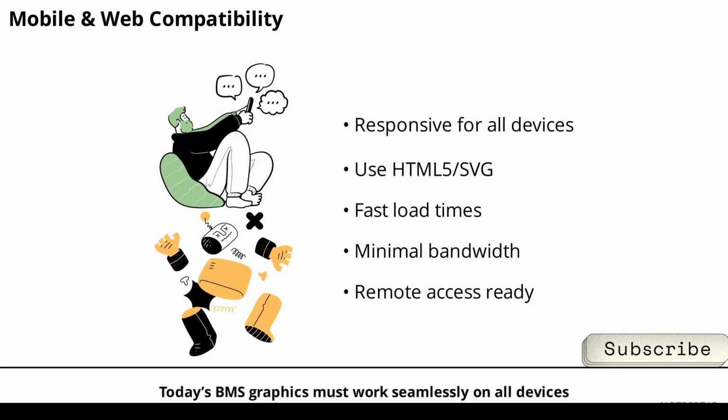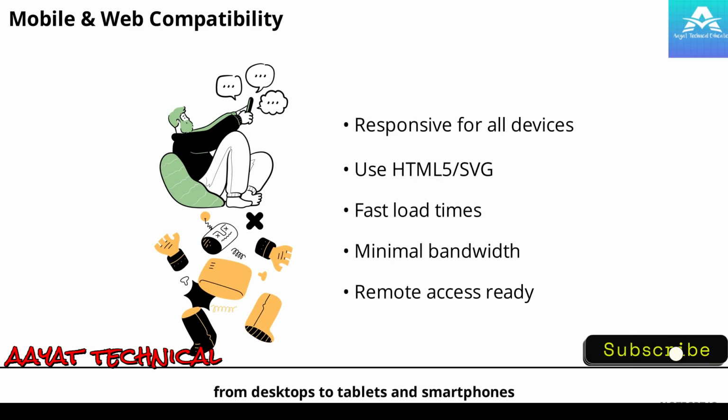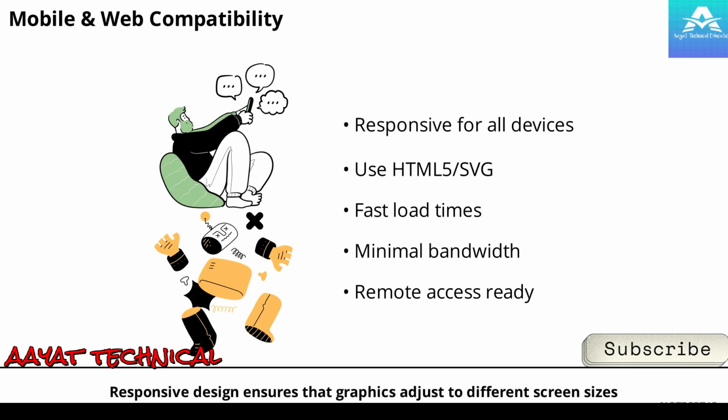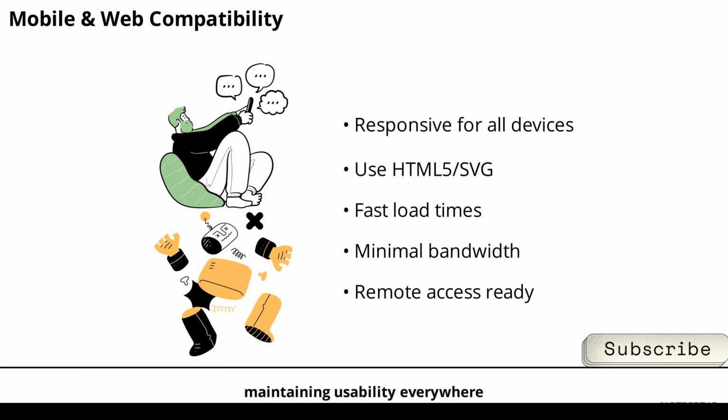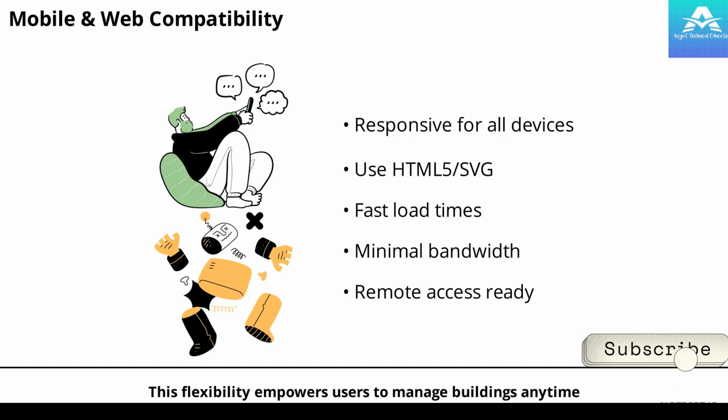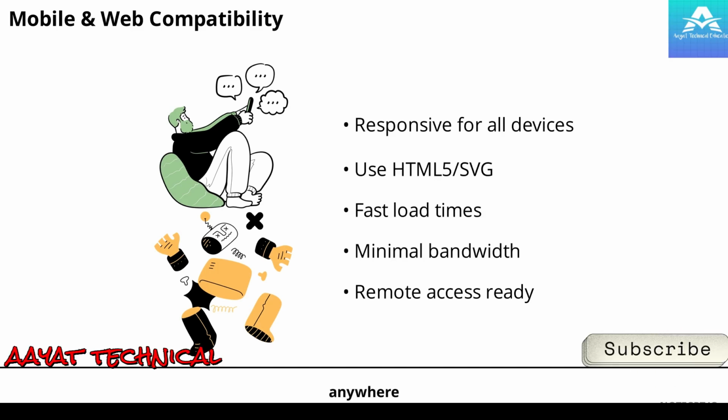Today's BMS graphics must work seamlessly on all devices, from desktops to tablets and smartphones. Responsive design ensures that graphics adjust to different screen sizes, maintaining usability everywhere. Avoiding outdated technologies like Flash is crucial. Modern systems use HTML5 or SVG for compatibility and performance. Optimizing graphics for fast load times and minimal bandwidth is also important, especially for remote access. This flexibility empowers users to manage buildings anytime, anywhere.